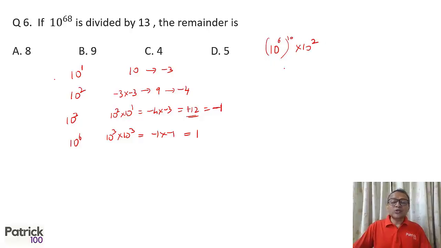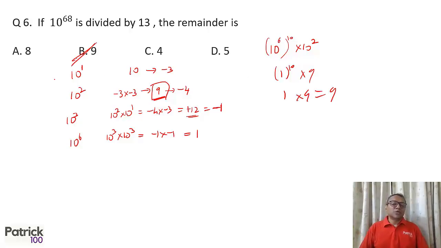I know 10 raised to 6 gives you remainder 1. 1 raised to 10 is remainder 1. And 10 square gives you a remainder of 9. So the overall remainder becomes 9. That's the answer, option B. So for any large numbers, try to find a pattern and get the answer. You don't have to know remainder theorems, but this simple way of trying to find the remainder should be good enough for solving. Know about it.